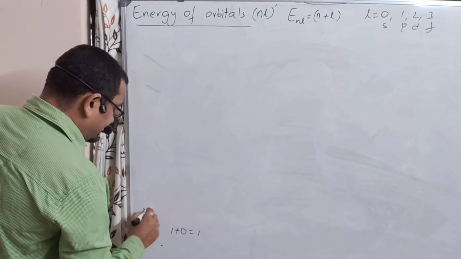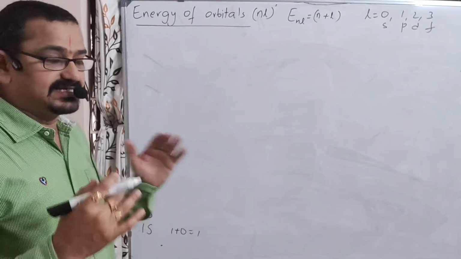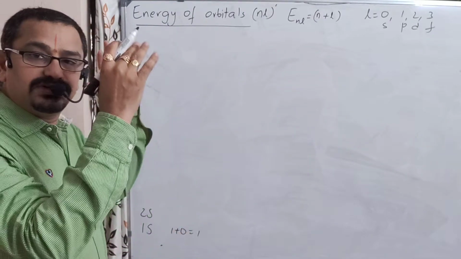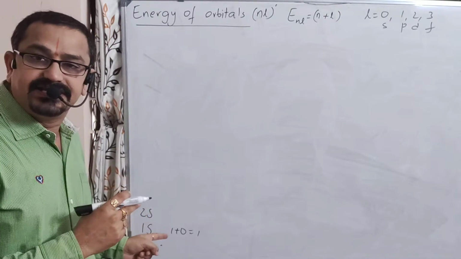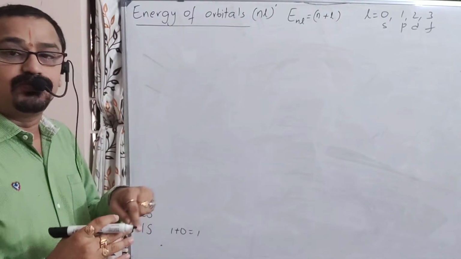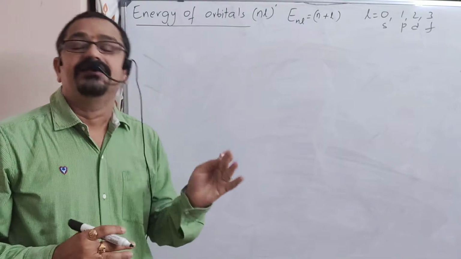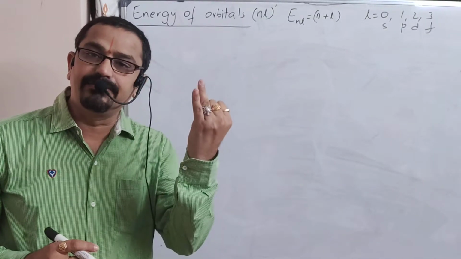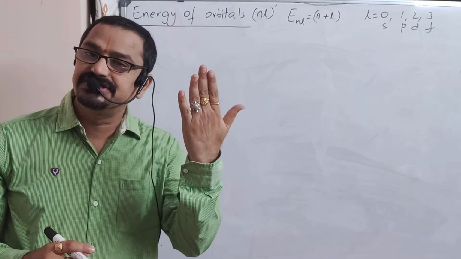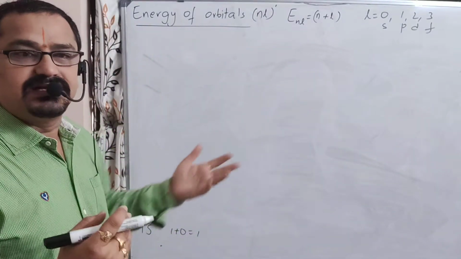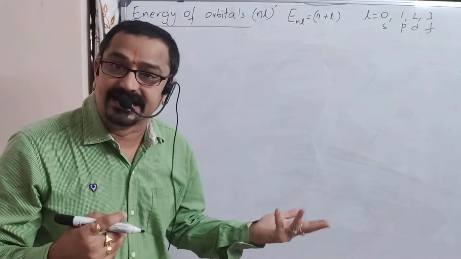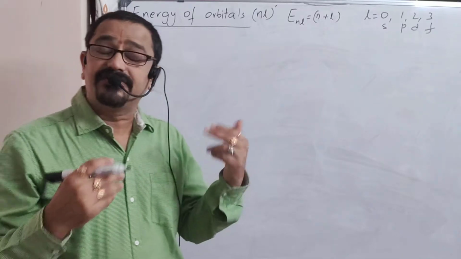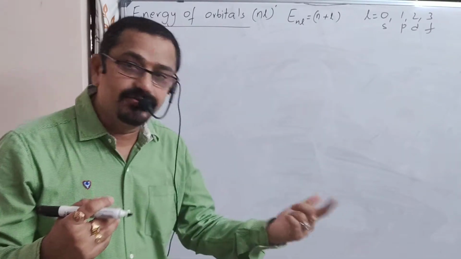Next is the second shell. Yesterday's class is very, very important. Without knowledge of that session, you cannot follow this. The second shell has 2s, 2p. The third shell has 3s, 3p, 3d. The fourth shell has 4s, 4p, 4d, 4f. The fifth shell has 5s, 5p, 5d, 5f, 5g, etc. In that way, the number of subshells in an nth shell is equal to n.